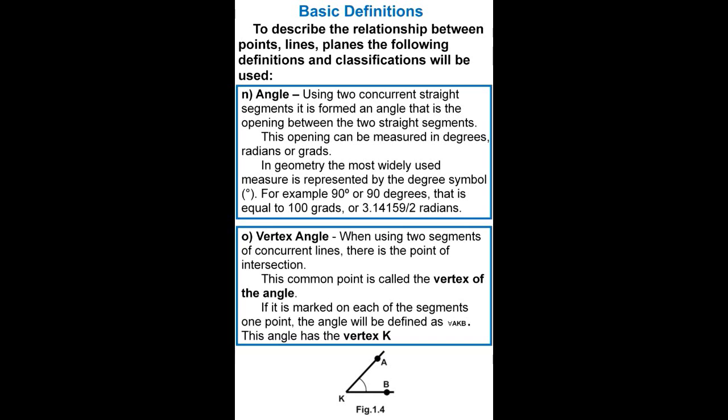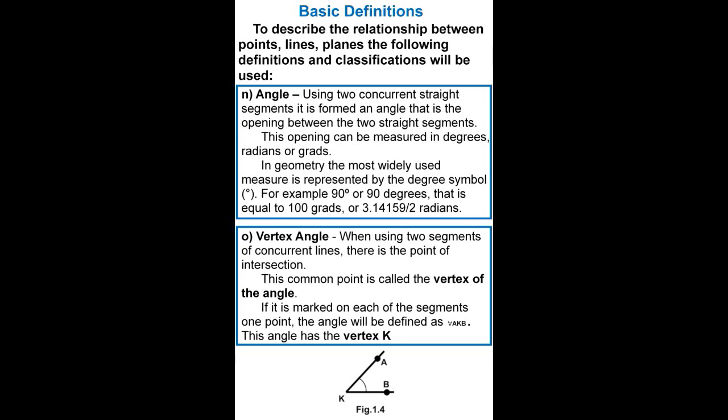For example, 90 degrees, that is equal to 100 grades, or 3.1415 divided by 2 radians. The slide shows the value for 90 degrees.